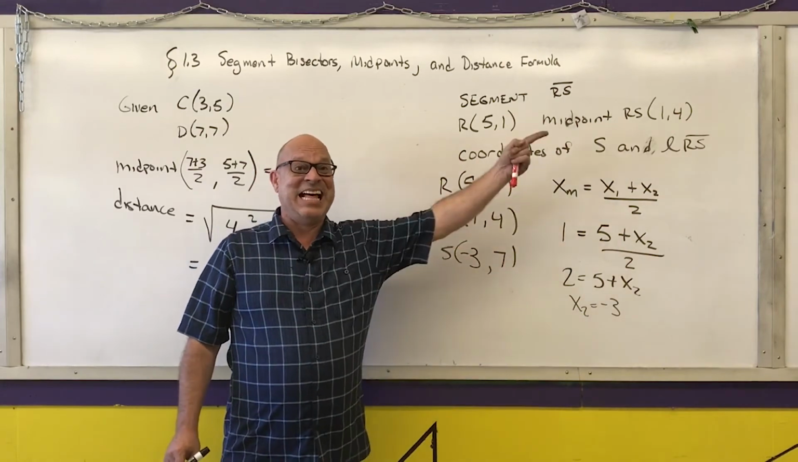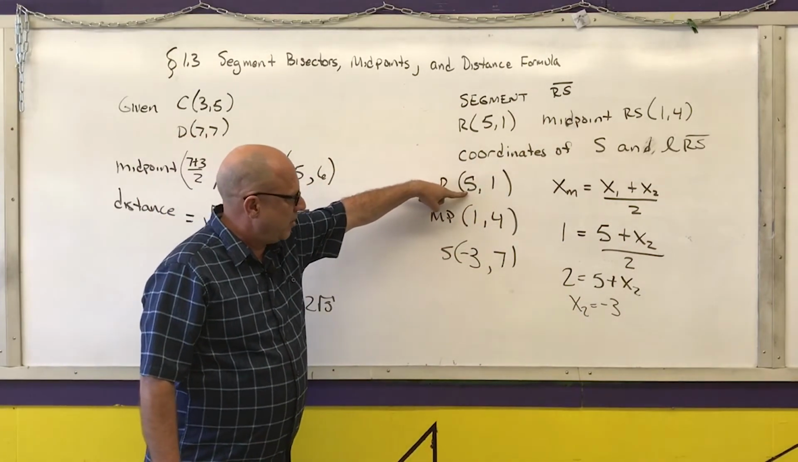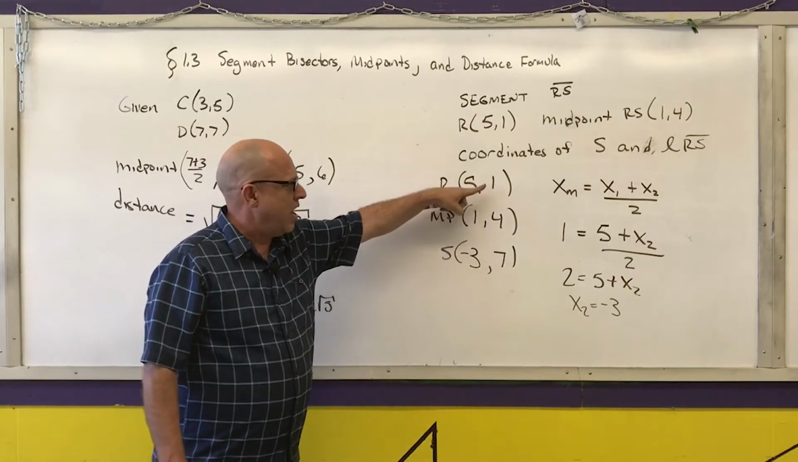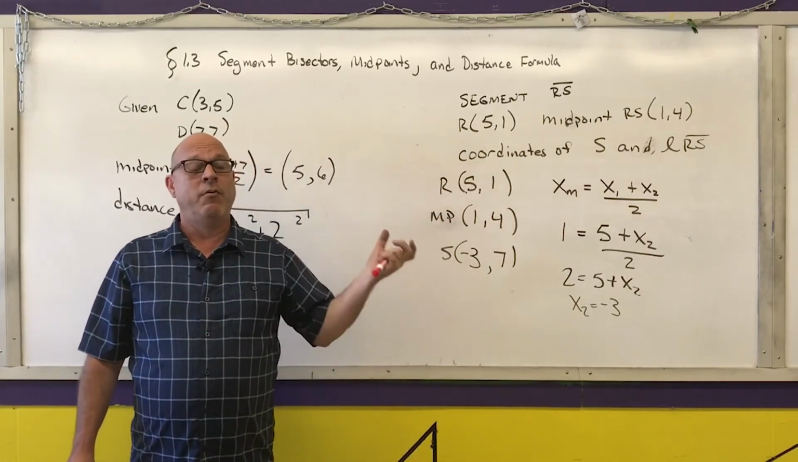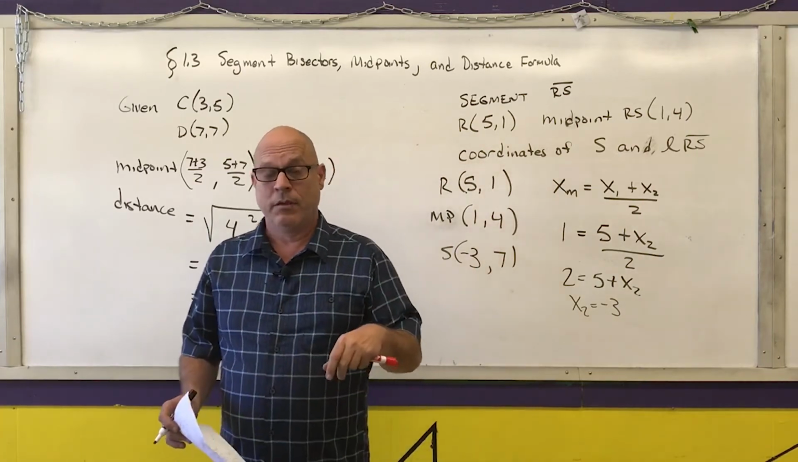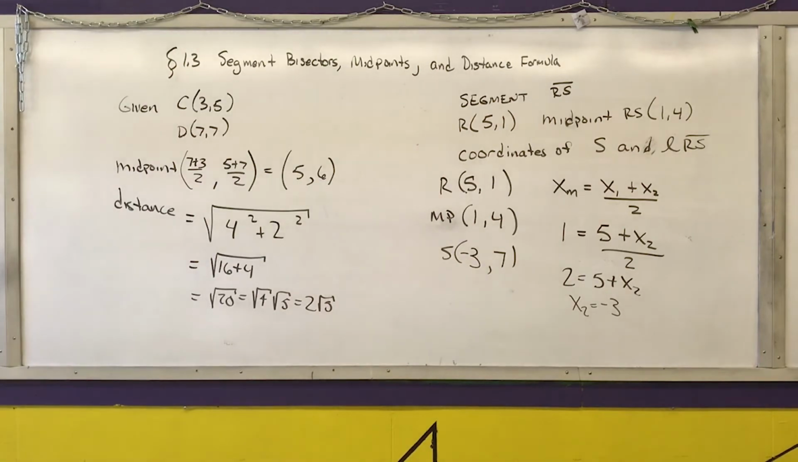Notice, this is a lot of work. If you do the setup the way I did it, how far did I go from 5 to 1? Down 4. That means I have to go down 4 more. I went up 3, which means I have to go up 3 more. Okay, that will save you time in the long run, and that's the way I recommend you do it. Now, I've only answered half of the problem. I've given you the coordinates of the other endpoint.